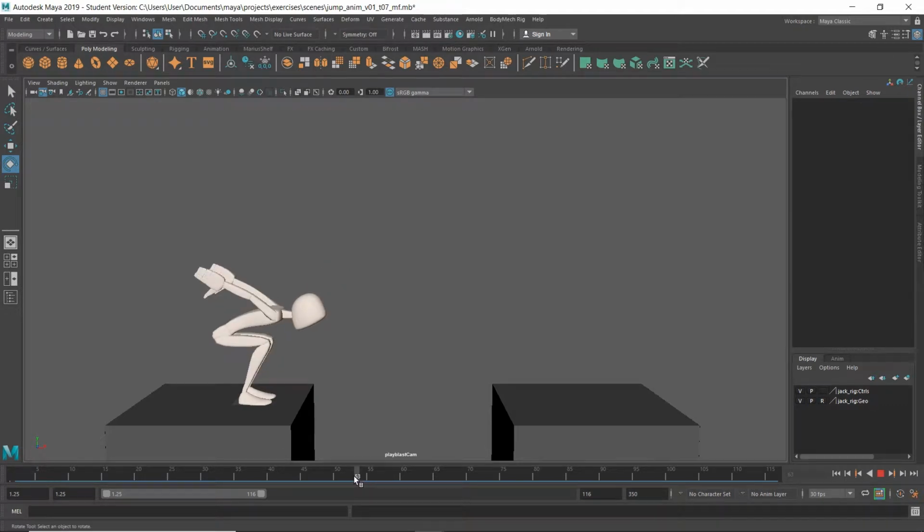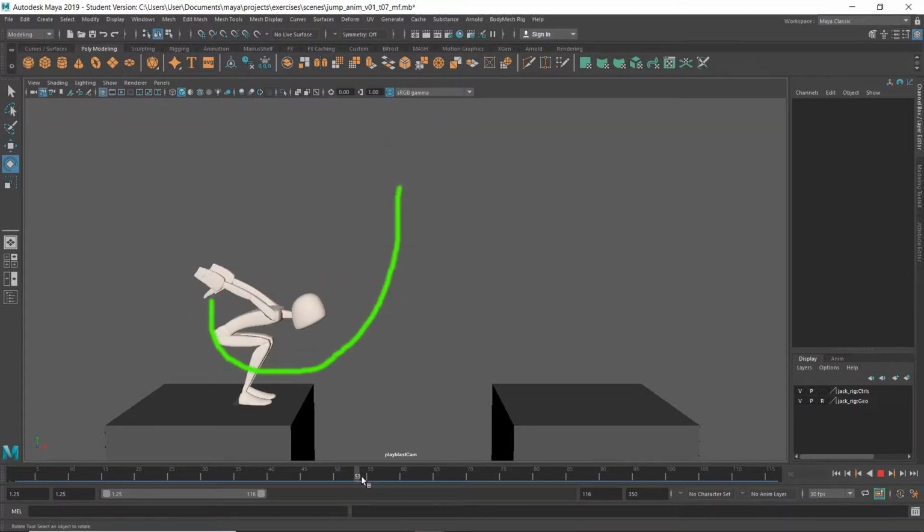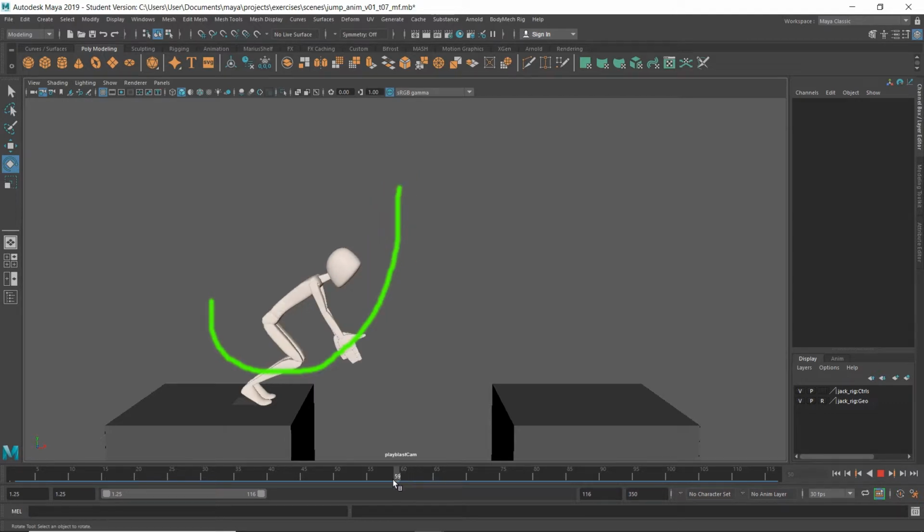A few frames earlier, the whole body is squashed down. This is the anticipation of the jump. It is building up energy for the jump. This position is exaggerated too, supporting the fact that the distance and height of the jump are greater than in the reference. Between these two poses, when you look at the hands, you can see a really smooth arc, making the animation a little bit more realistic.